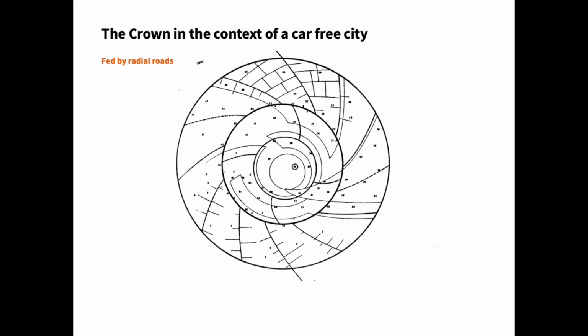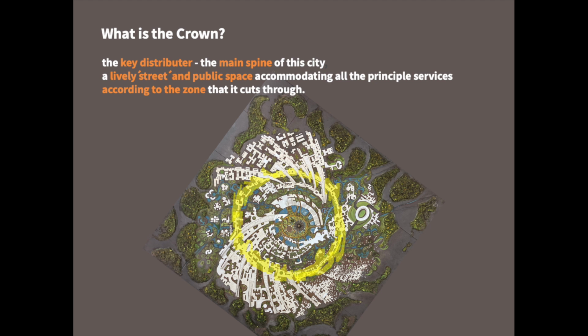But inside the city, there will be many more streets which are walkable. There's a whole network. We have to link and understand those types of networks so that the crown can be designed properly. So what is the crown then, if it's not just a road? It is the key distributor and the main spine of the city.